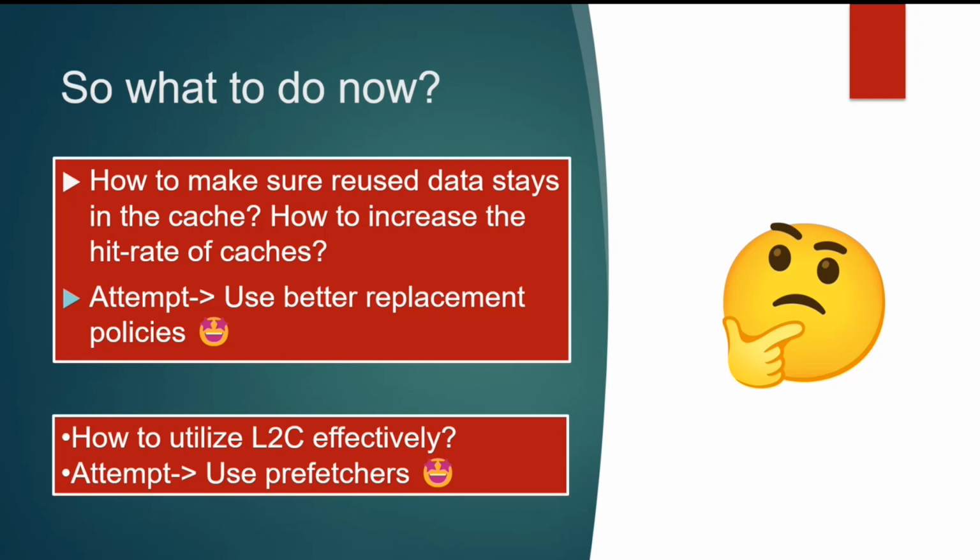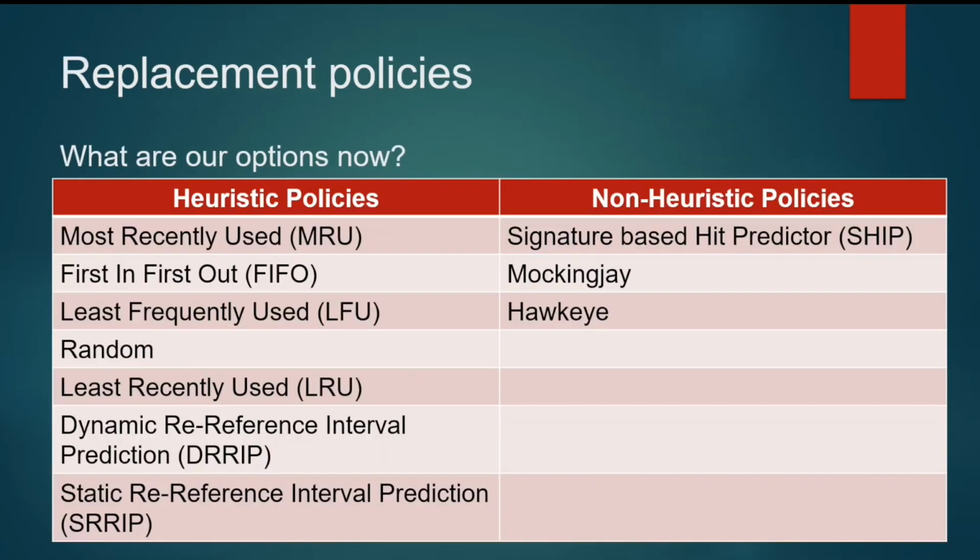The immediate idea that came to our mind to solve this was to employ better cache replacement policies for graph analytics. The other question we pondered upon was how to utilize L2, which is being underutilized at present. The immediate answer that struck us was to use prefetchers. So we experimented with various replacement policies.